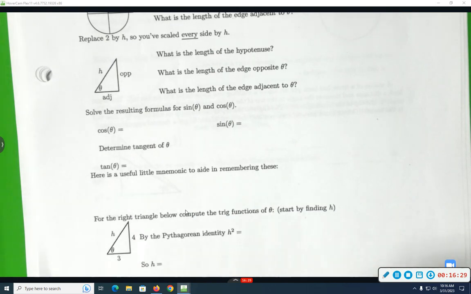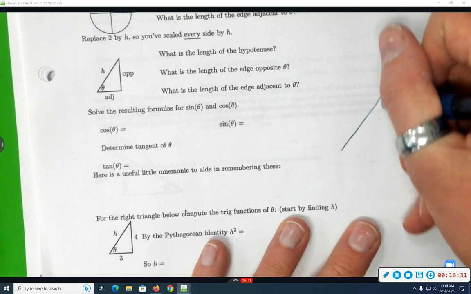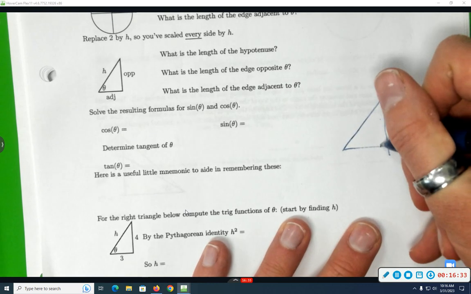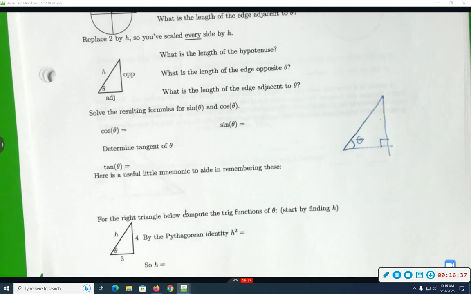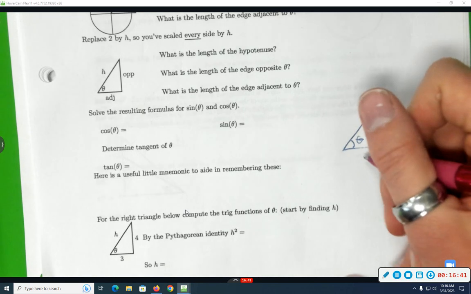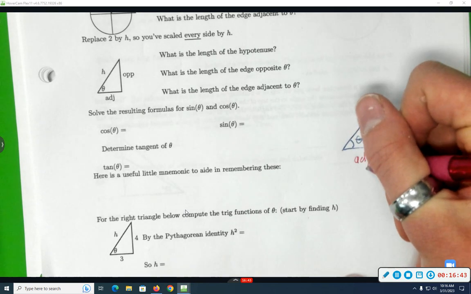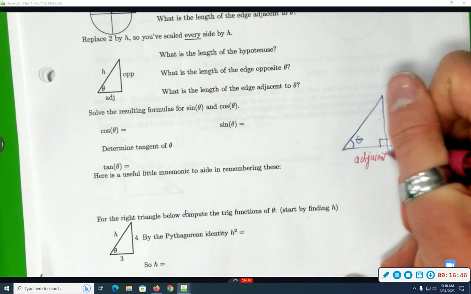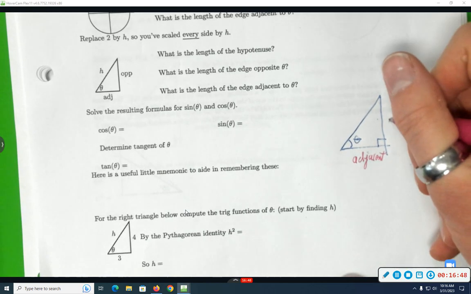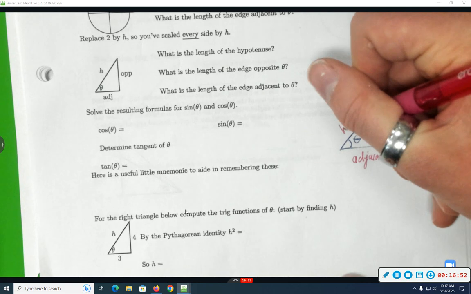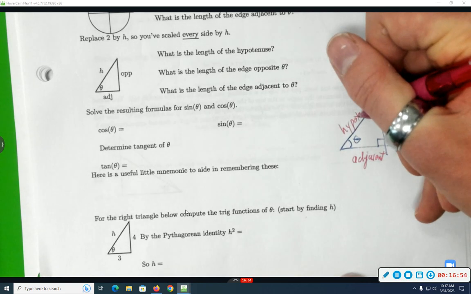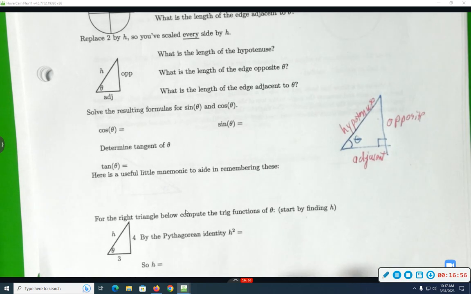If you have any right triangle, and you know an angle in that right triangle, then you can determine some things about the side lengths of this triangle. I'll label these as adjacent, because that's the side adjacent to the known angle theta, opposite, and hypotenuse. Here are the facts that hold.